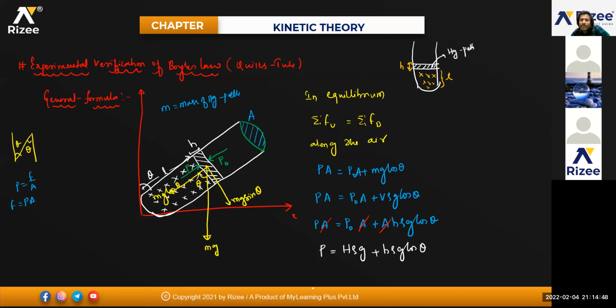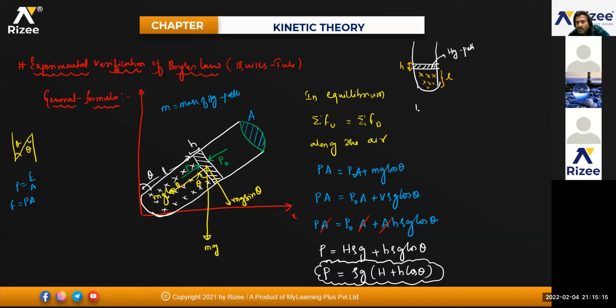plus small h rho g into cos theta, isn't it? So if I take the pressure right now here, P is equal to, in this one rho into g will be common. It will be capital H plus, since rho g and rho g I have taken common, h into cos theta. So this will be your general formula in the inclined tube. For any angle, you can use this formula, beta.